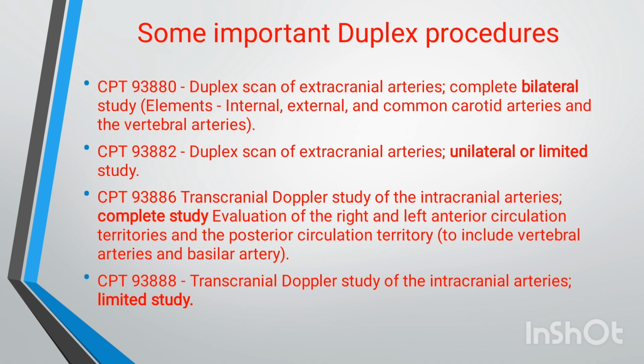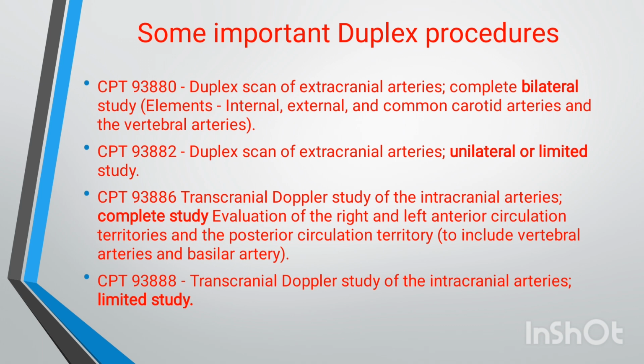CPT 93886 is used to document transcranial Doppler study. There are two different CPT codes which are used in order to code Doppler or duplex procedure of intracranial arteries, that are CPT 93886 and CPT 93888. In order to code CPT 93886, we require the following elements, that is, the physician must document right and left anterior circulation territories and the posterior circulation territories in the report. Otherwise, he can also document vertebral arteries and basilar arteries in the report. In case any of the elements is missing in the report, then we need to code CPT 93888, which is the limited code.